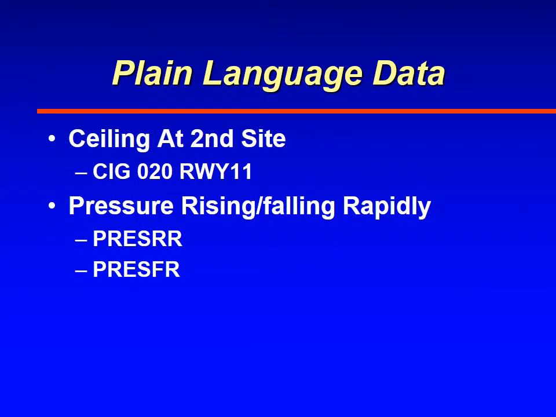Also, if there's a ceilometer at a second site at the airport, they may have another ceiling, and they can report that. You see that example. And then pressure rising rapidly and pressure falling rapidly is more for meteorologists, but also it tells pilots of weather systems that are moving.